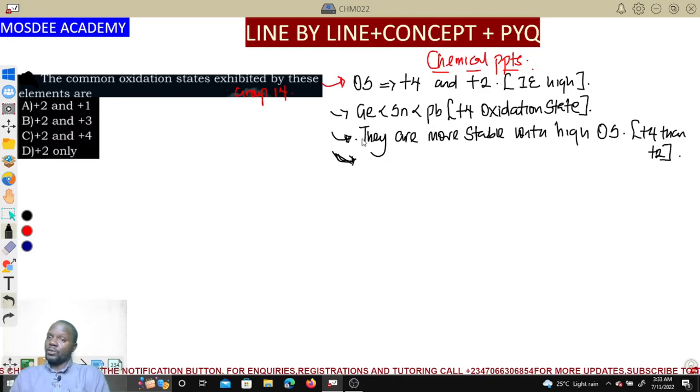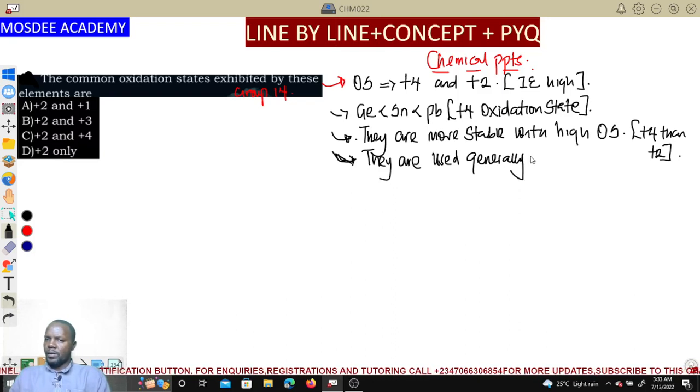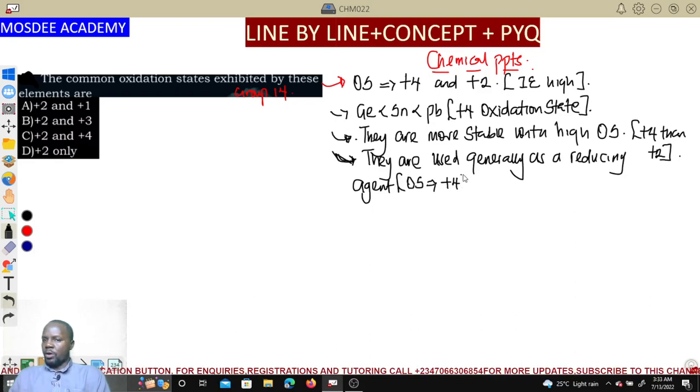Now, another thing, I want to talk about stability. I said stability is proportional to the number of OS, the oxidation state. So note that most of the members of this family are more of a reducing agent. They are used generally as reducing agents, especially when their oxidation state is plus four.